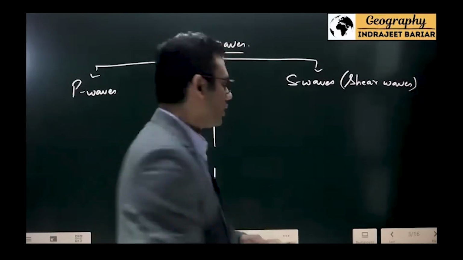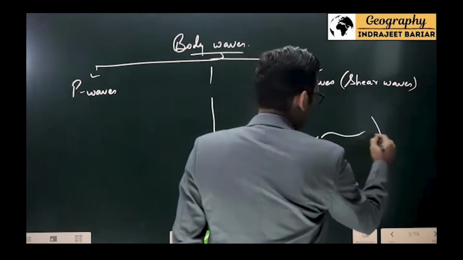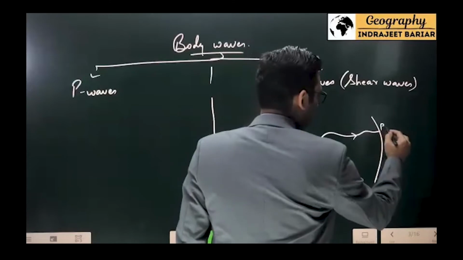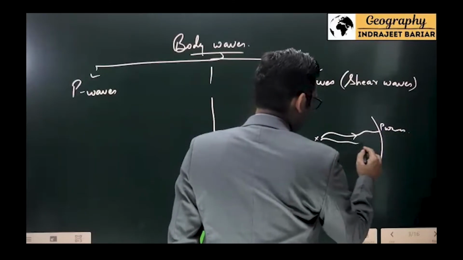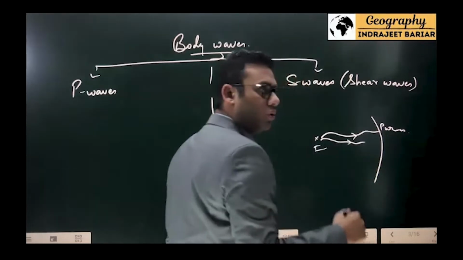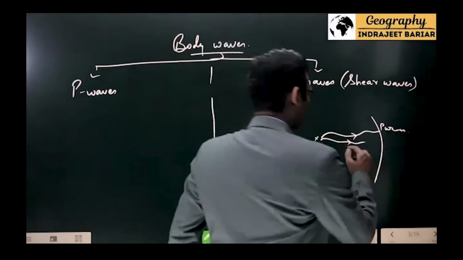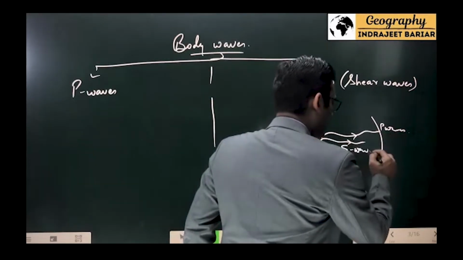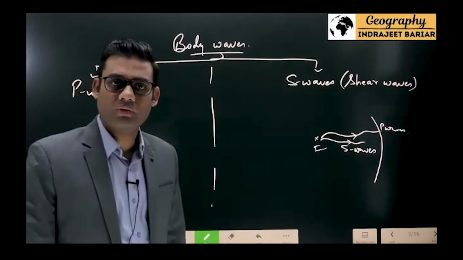So two waves are traveling from the focus. As they travel, there is this wave which reaches over here first, that is the P wave. And after that, another set of waves is traveling a little bit slower, and so would be received after a while. And so these would become S waves. So primary and secondary waves.